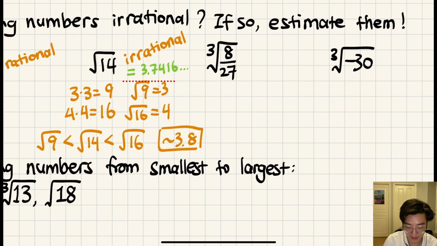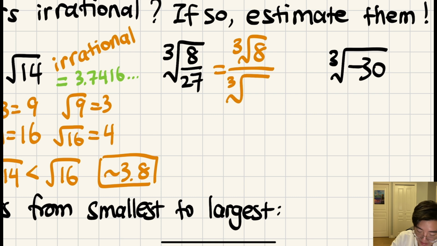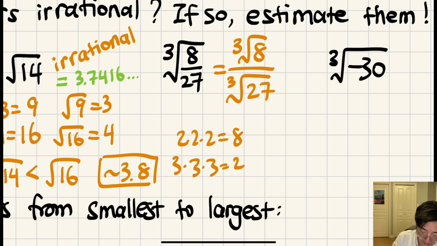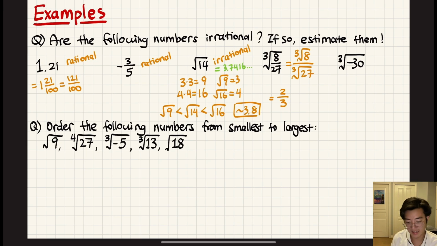Okay, next, the cube root of 8 over 27. Okay, so right here, we are saying, is there a number that multiplied 3 times by itself is 8, and multiplied 3 times by itself is 27? Okay, well actually there is. If we do 2 times 2 times 2, we get 8. And if we do 3 times 3 times 3, we get 27. Okay, so the cube root of 8 over 27 would just be 2 over 3. And because 2 over 3 is a fraction, then the cube root of 8 over 27 is also rational.